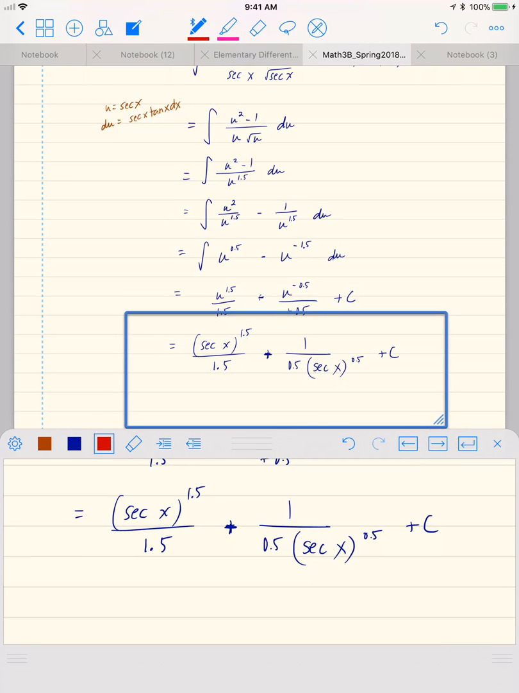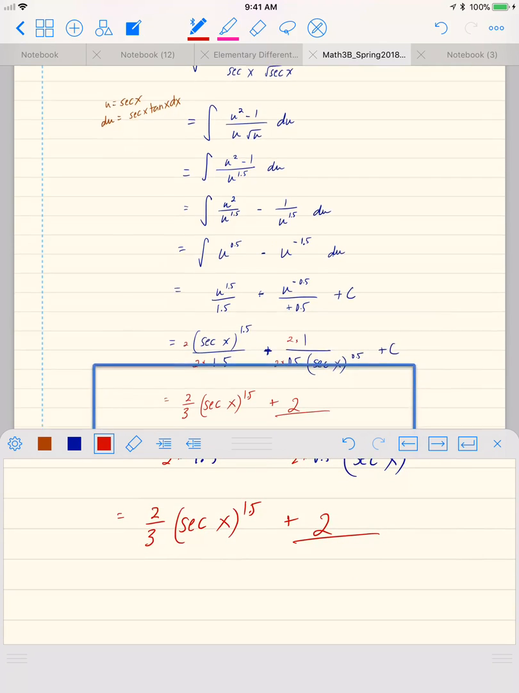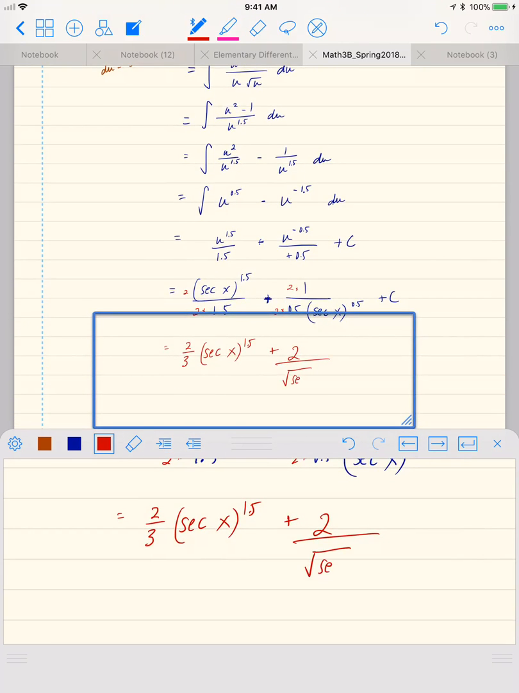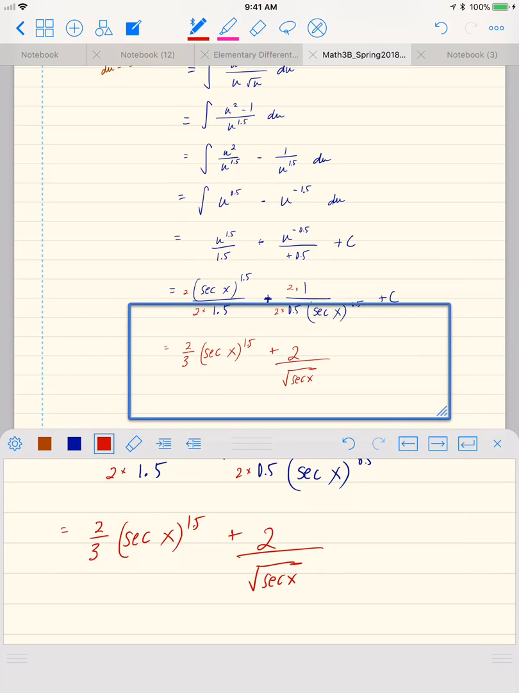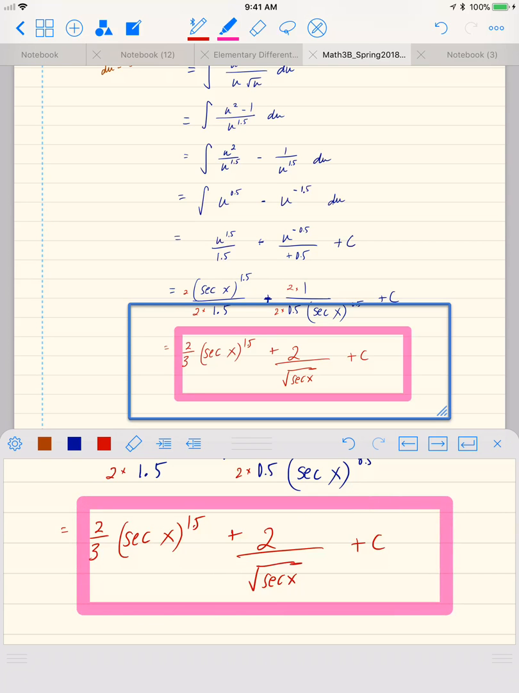And if we want to simplify things, we can multiply the top and the bottom by 2. And over here, we can multiply the top and the bottom by 2. Okay, so in the bottom we're going to get 3, and the top will have 2. And it is 2 secant x to the 1.5 over 3 plus 2 over square root of secant x plus c. That would be our final answer.